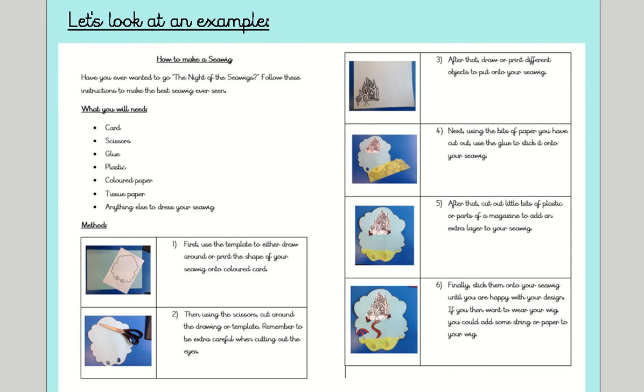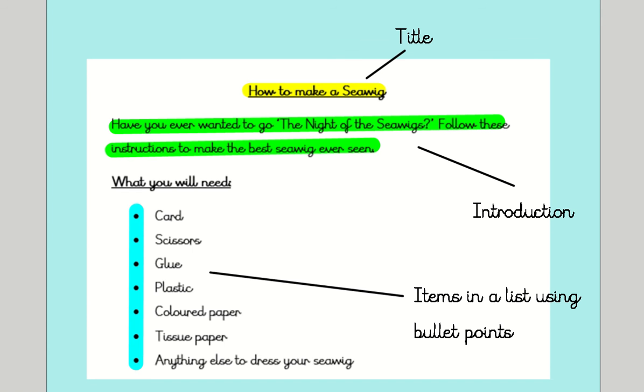So here is an example of how to make a sea wig, and hopefully when you look at it you can notice some of the things that we've just discussed. Now I'm going to go through it step by step and you'll be able to see, because I've highlighted the different things that we've just spoken about that need to be included in an instruction piece of work. So to start with, it says how to make a sea wig, and that's a title.